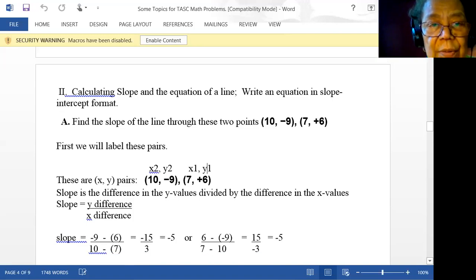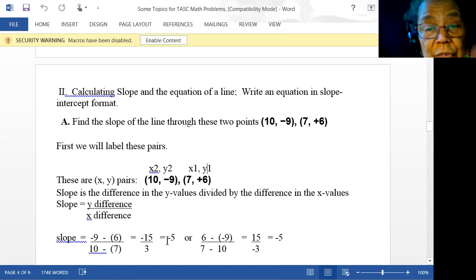Look at what we did here. We take this one: y2 is minus 9, y1 is plus 6. So minus 9 minus 6 is the difference in the y. Then we take the x, which is 10 for x2 and 7 for x1, 10 minus 7. So minus 9 minus 6 gives you minus 15. 10 minus 7 gives you 3. Minus 15 divided by 3. Remember, when you're dividing by unlike signs, you get negative, so you get minus 5.